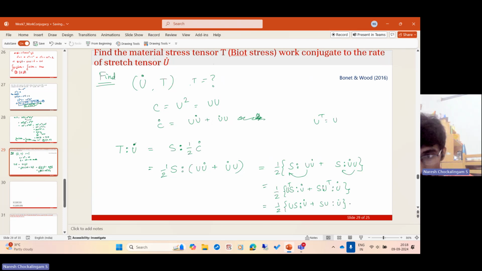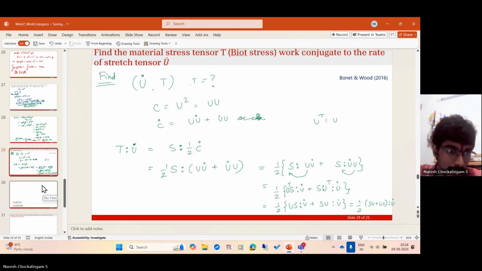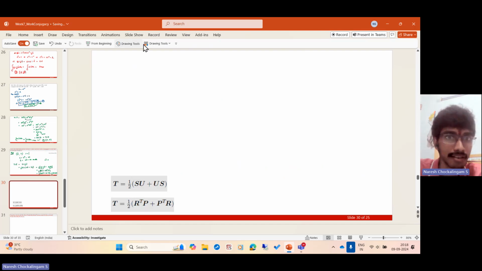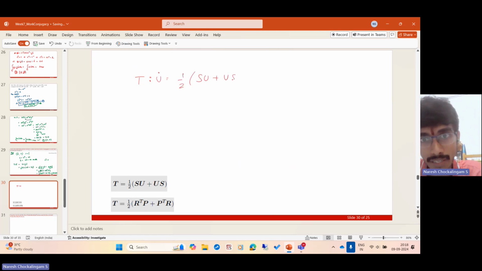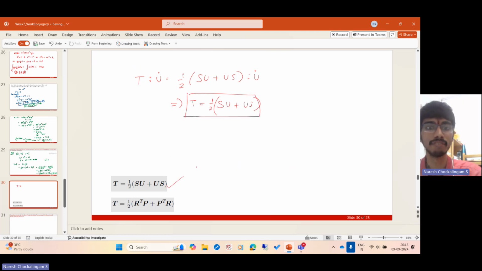So U dot is common. You can take this out. It is half of SU plus US contracted with U dot. Compare both sides. We get T contracted with U dot is equal to half of SU plus US contracted with U dot, which means T is equal to half of SU plus US. So this result we can also verify with the one given in the book. It is correct.